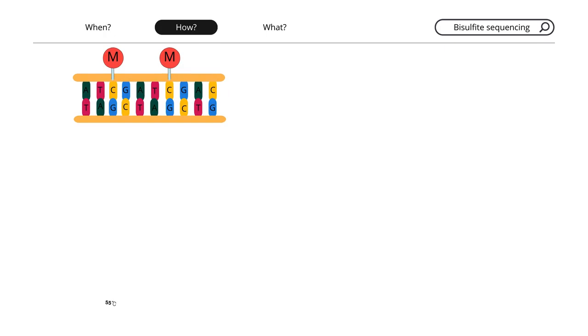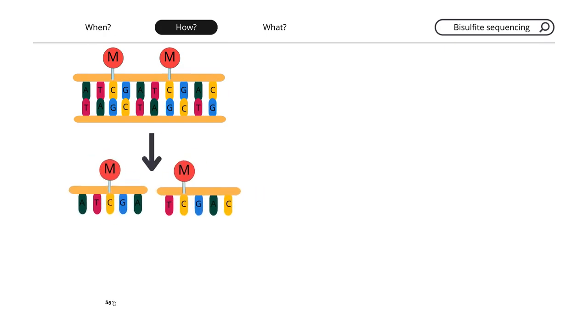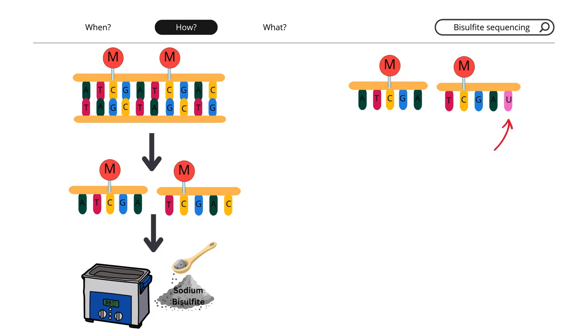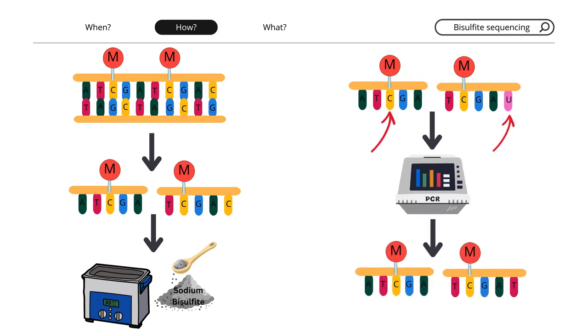Like all others, it starts by denaturing and fragmenting DNA. Next, the sample is incubated with a chemical called sodium bisulfite. When unmethylated cytosines are incubated with sodium bisulfite, these are replaced by uracil, while the methylated cytosines stay the same. Then DNA is amplified with PCR, where uracil will be converted to thymine and methylated cytosines will remain cytosines.